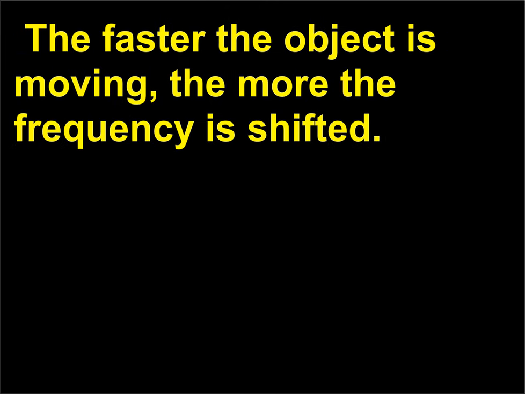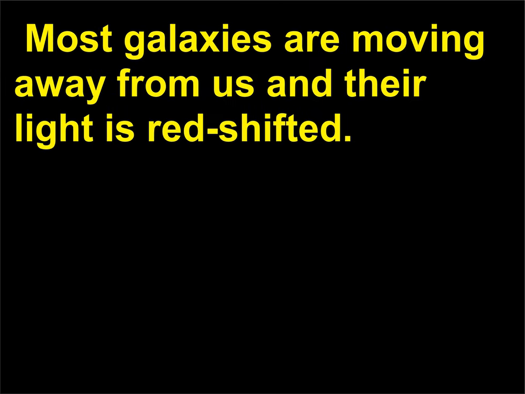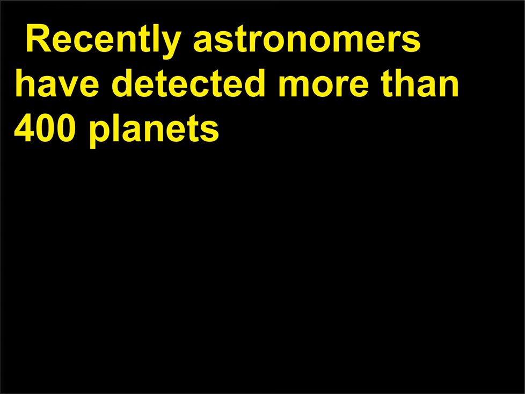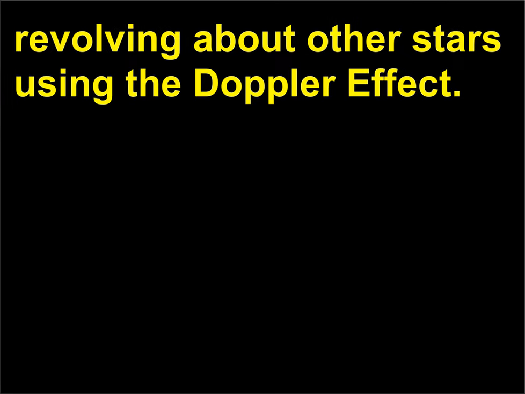The faster the object is moving, the more the frequency is shifted. Most galaxies are moving away from us and their light is redshifted. In general, the further away, the greater the redshift. Recently, astronomers have detected more than 400 planets revolving about other stars using the Doppler effect.